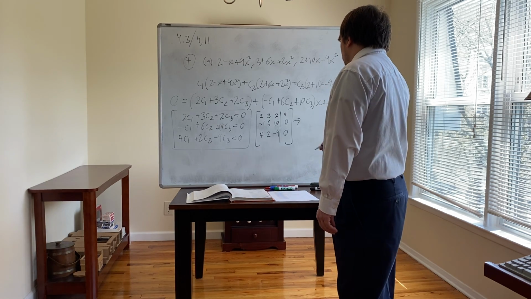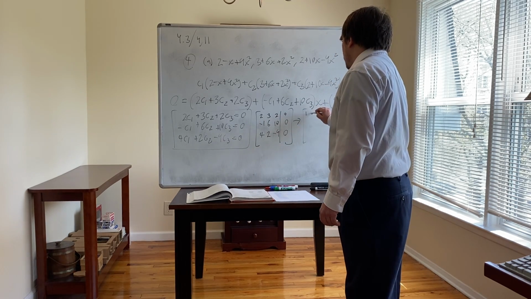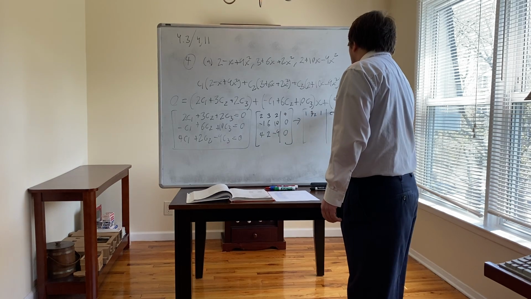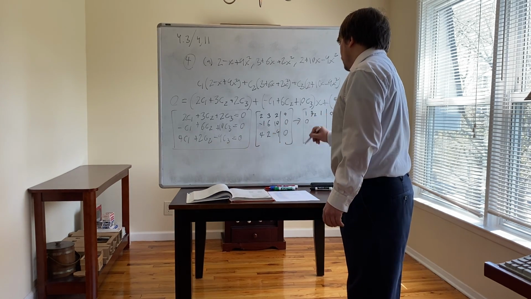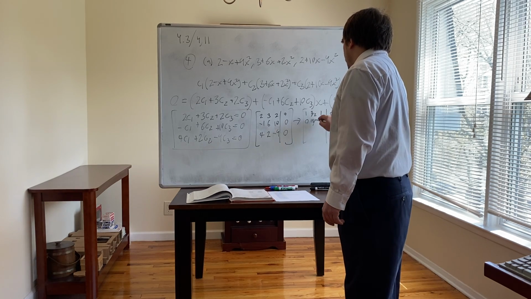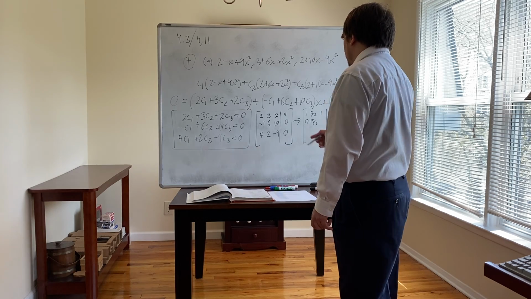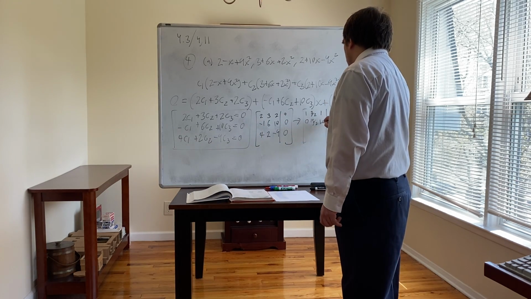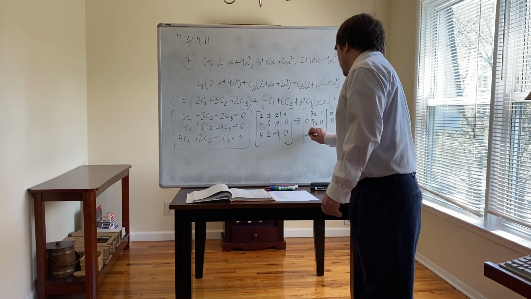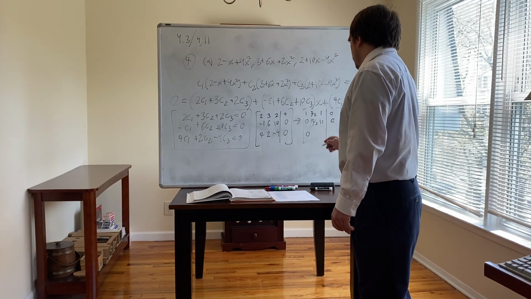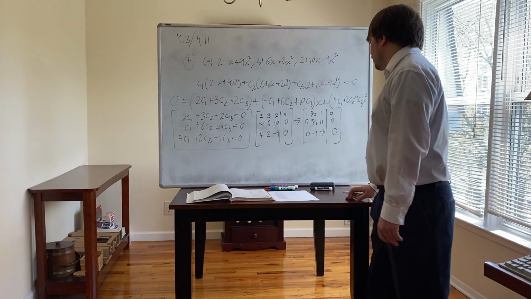Let me do this. I'm going to multiply the first row by 1/2, and I'm going to get 1, 3/2, 1, 0. I'm going to take this row and add it to that one, and I'm going to get 0, 15/2, 11, and 0 here. And then I'm going to take negative 4 times this row and add to that one. I get 0, negative 4, negative 8, and 0.